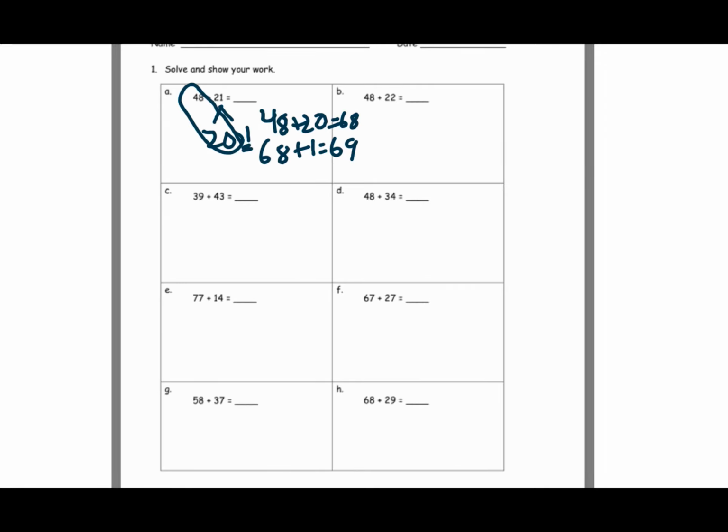Okay, boys and girls, I need you to solve 4 problems on this page. We already solved A, but you can solve B, C, D, E, F, G, H. Solve 4 of those problems, and when you're ready, go ahead and restart the recording and we will check your work. Pause your recording, choose 4 problems, and solve them.